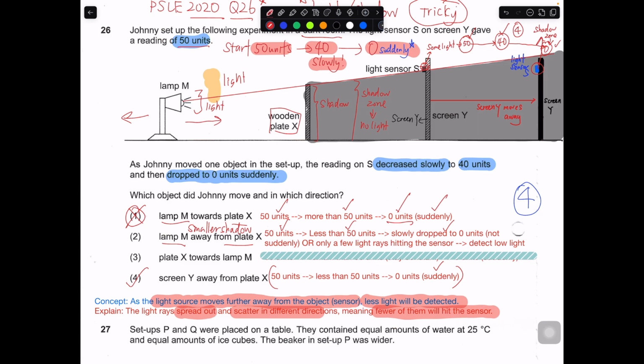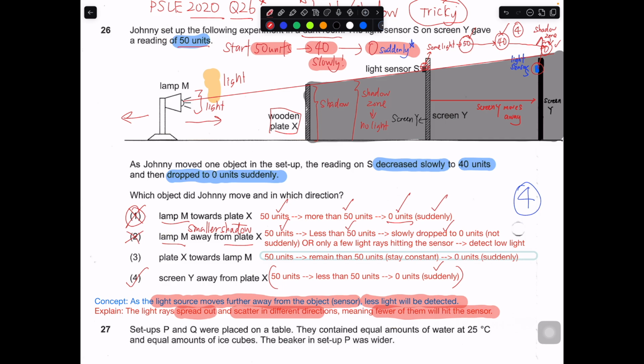Because there are so few light rays hitting the light sensor that the light sensor cannot pick up any light at all, or it will just detect a very, very low number. Maybe not 0, just a very, very low number. So this one also does not match. That's why number 2 cannot be the answer.